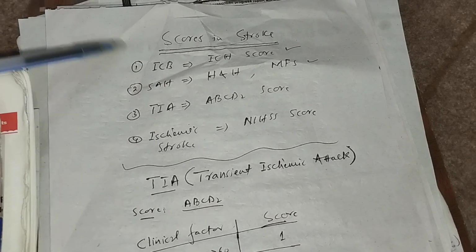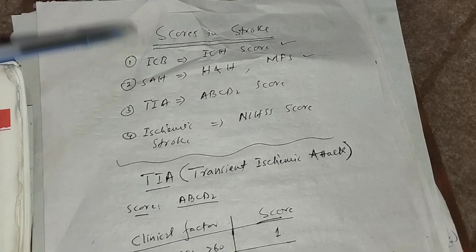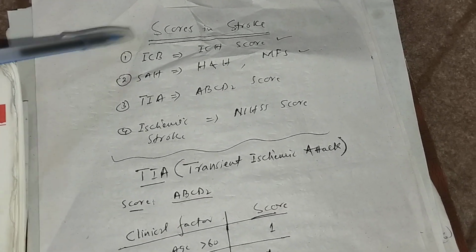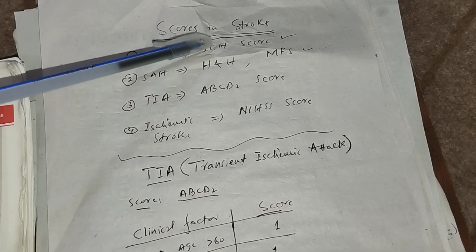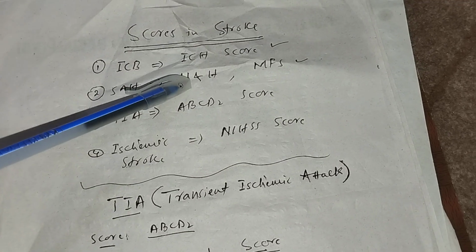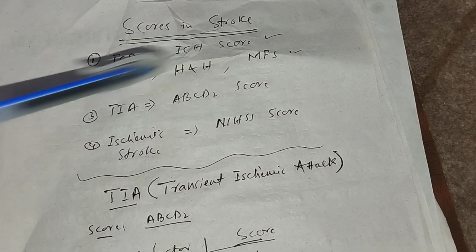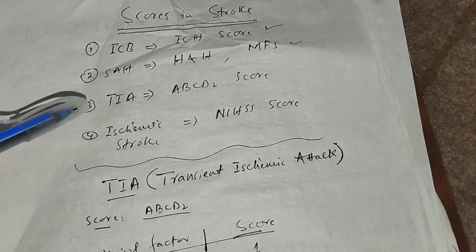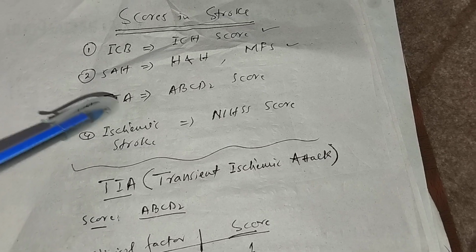So we have started a series of videos on scores in stroke. I already made a video on intracranial bleed, in which we have to find the ICH score, and in subarachnoid hemorrhage we are going to find HNH and MFS. Today we are going to talk about the TIA, the transient ischemic attack.